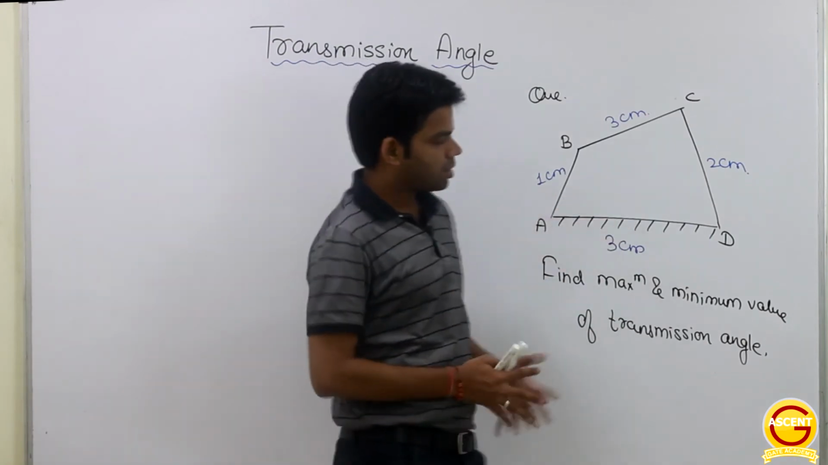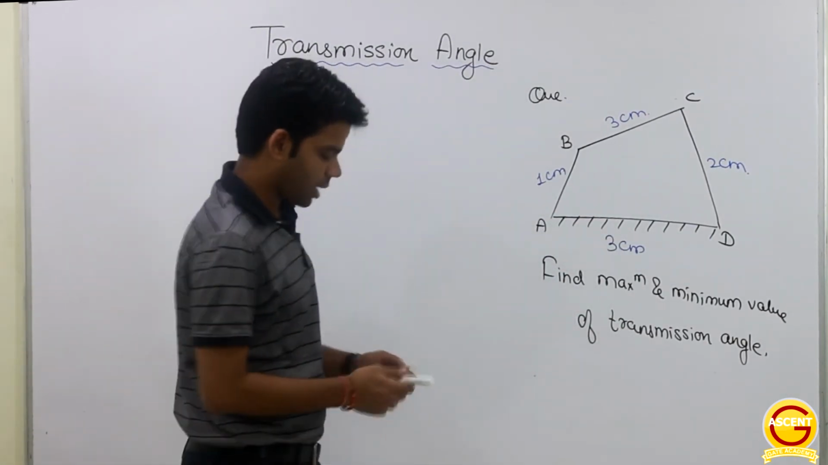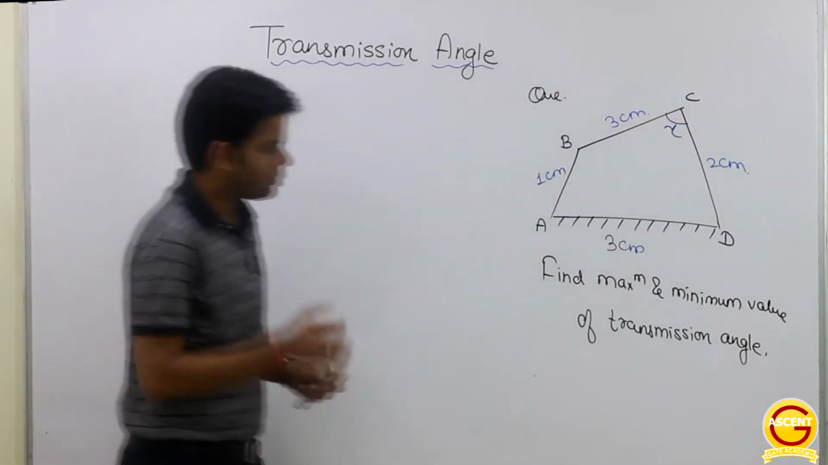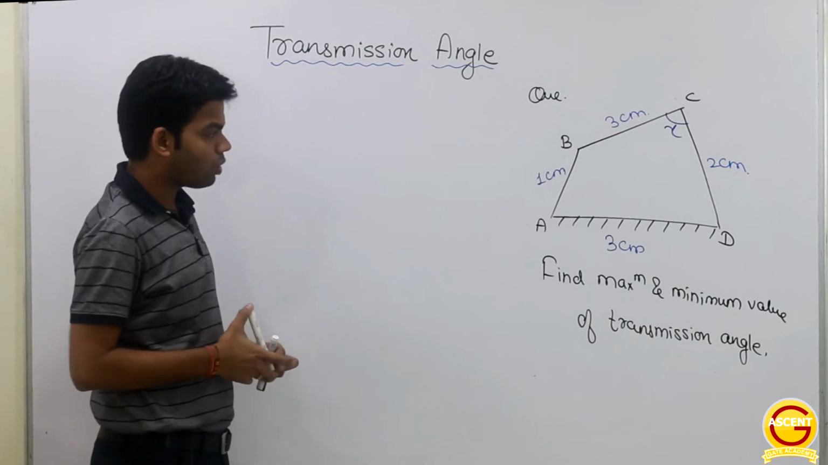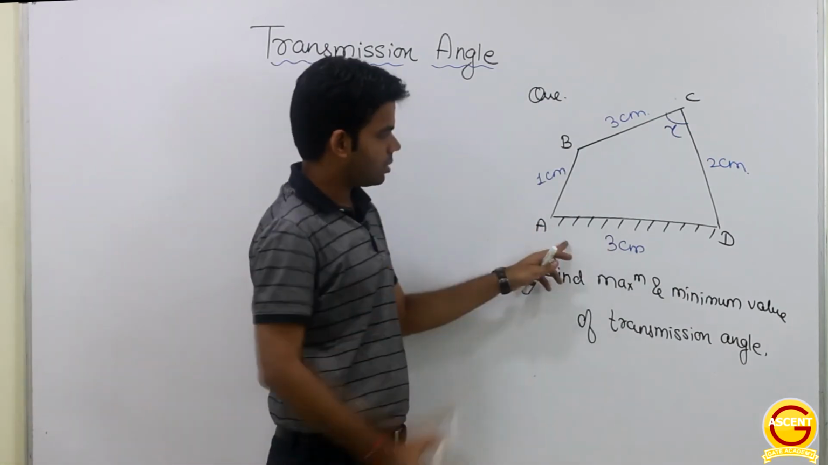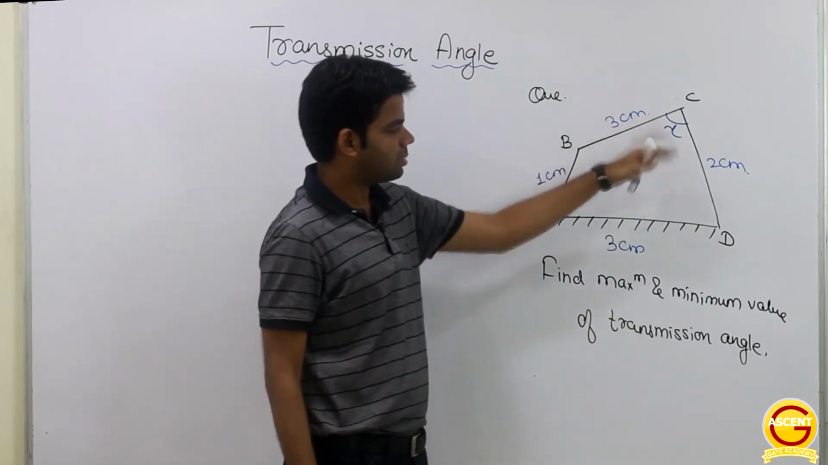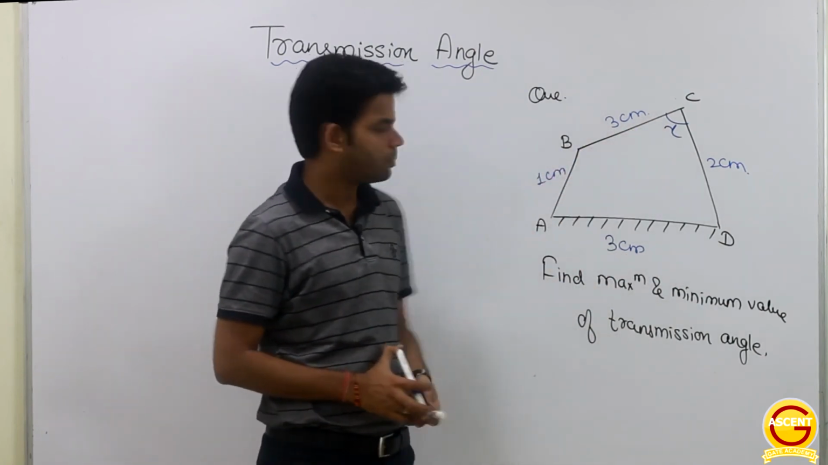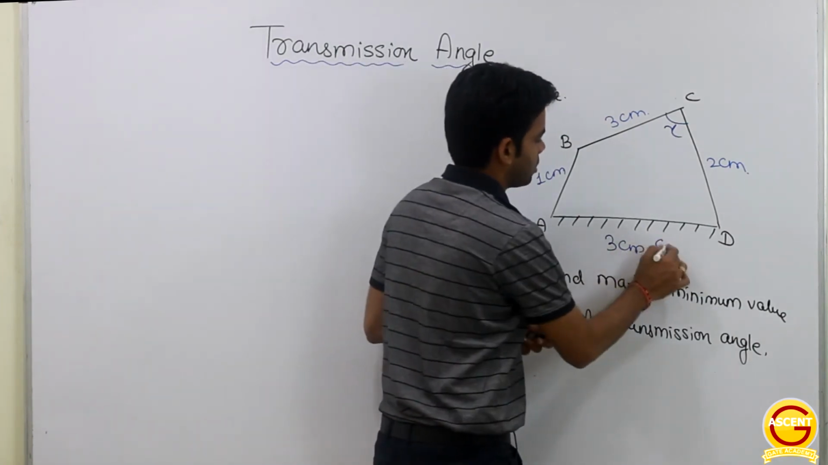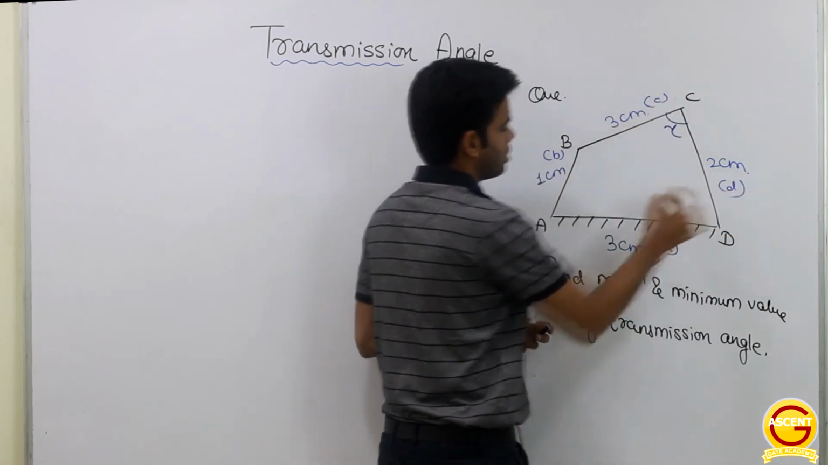In this particular configuration, we have to find the maximum and minimum value of transmission angle, this angle gamma, in this particular configuration. Now how can we find out this thing? Let's suppose the link lengths are already given. The link length of AD is 3 centimeter, AB is 1 centimeter, BC is 3 centimeter and CD is 2 centimeter. Getting this? Let's suppose this is A, this is B, this is C and this is, let's suppose, D.